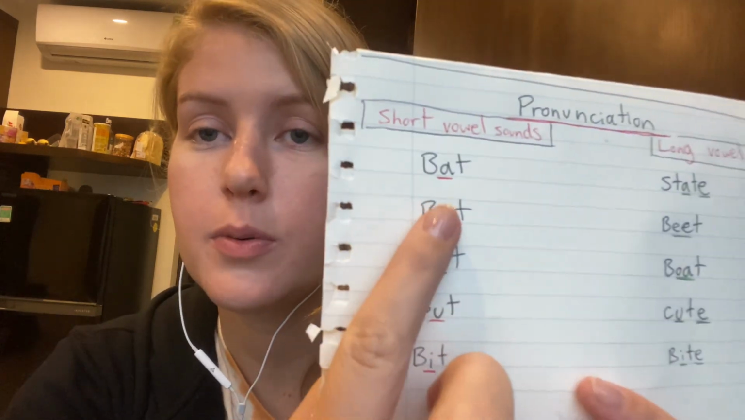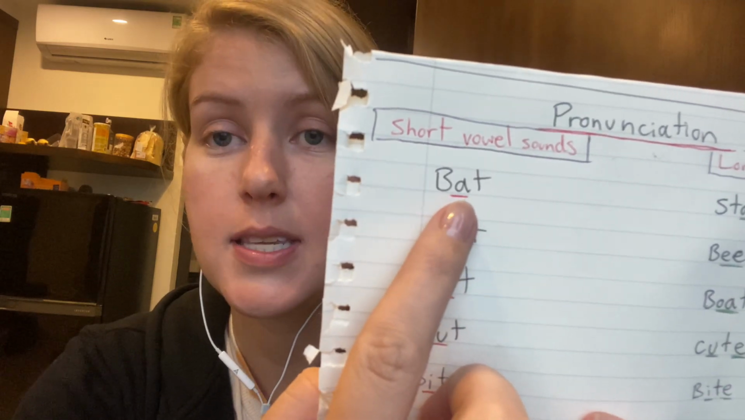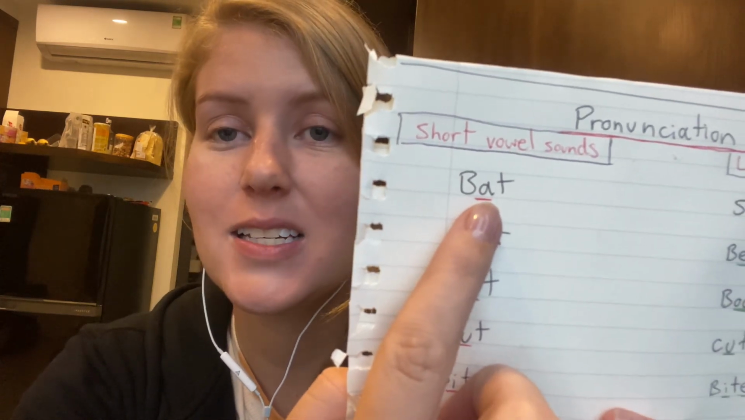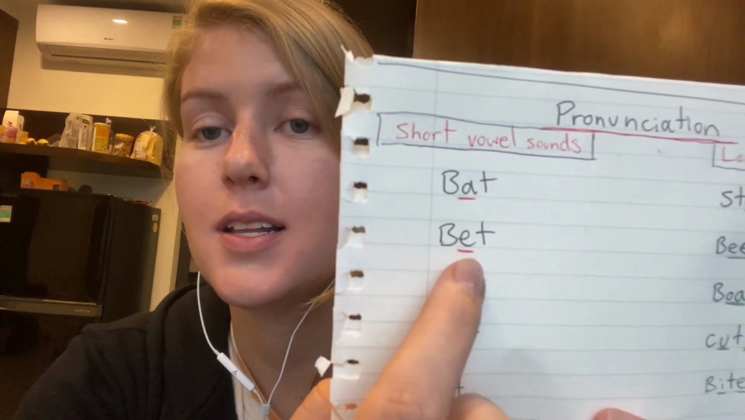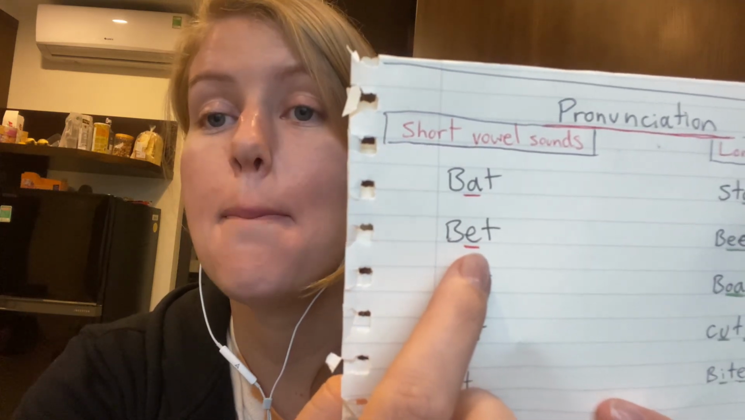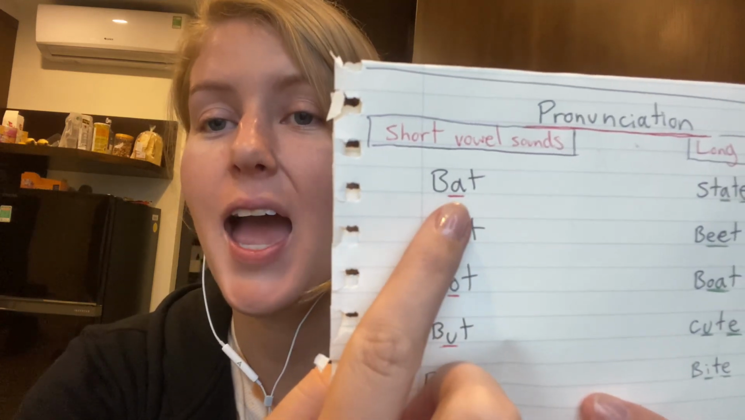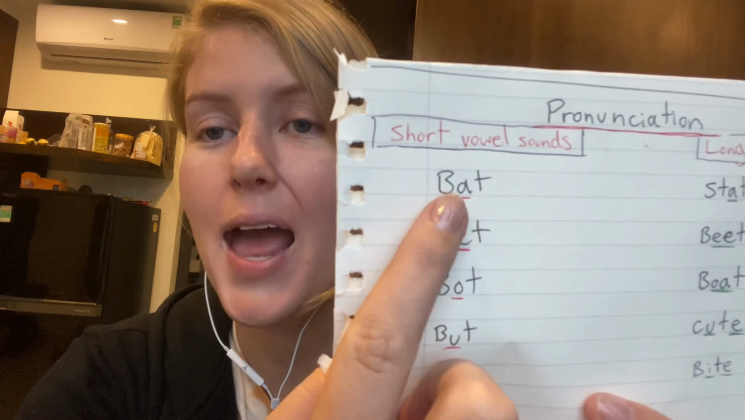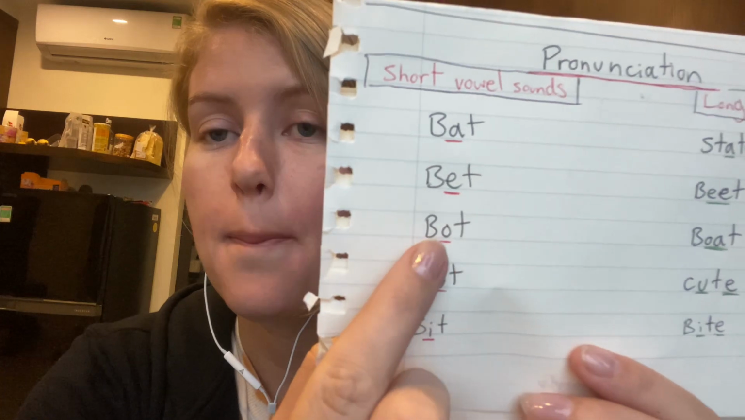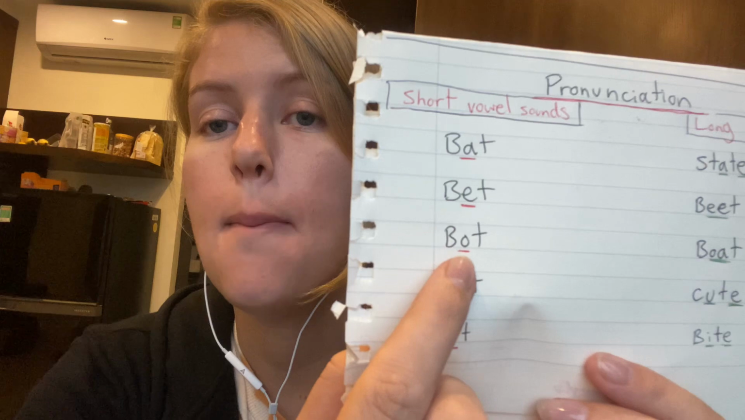So we will start with the letter A, B-A-T, we say as bat. Next, the letter E, B-E-T, we say bet. Bat, bet. Next, with the O, B-O-T, we say bought, bought.